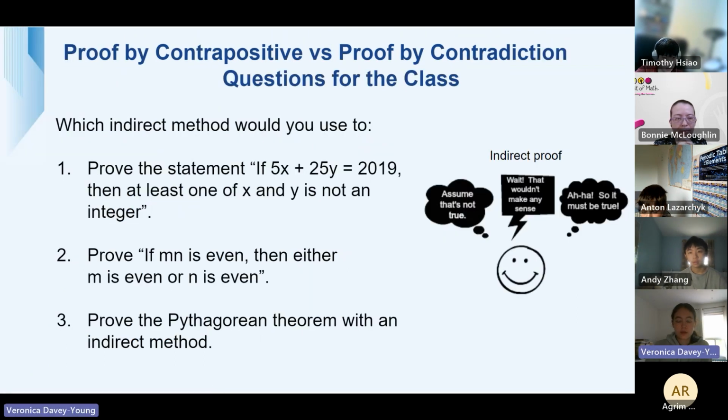So here are the proof by contrapositive versus proof by contradiction questions for the class. Which indirect method would you use to first prove the statement: if 5x plus 25y equals 2019, then at least one of x and y is not an integer? So which would you use?